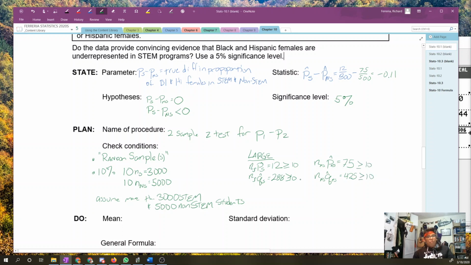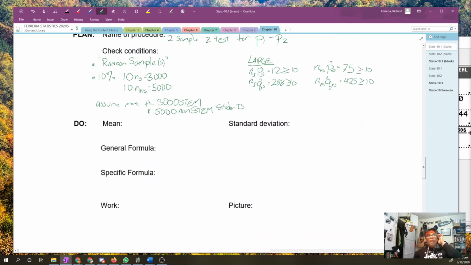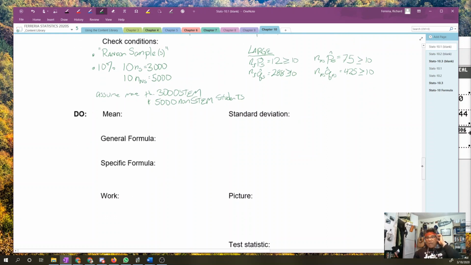So what we're saying now is that if we combine those two, or if we take them separately, both of them are going to give us normal distributions. So we're good to go on the plan part. We have normal distribution, and now we just go ahead and do the do. What is the mean of this? This is of p1 minus p2.